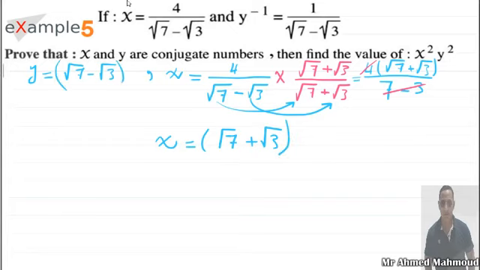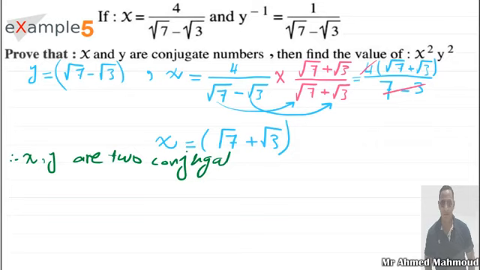Then x and y are two conjugate numbers. Therefore, x and y are two conjugate numbers. Okay, this is the first required.